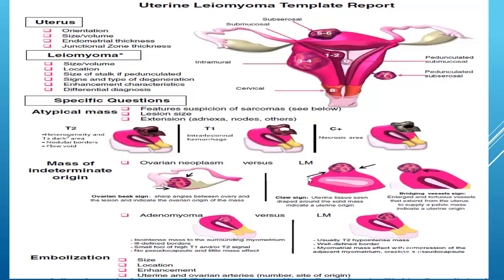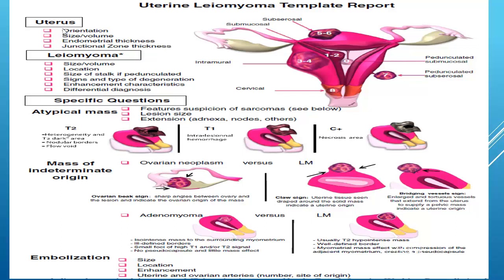And then came how to comment on the uterine leiomyoma template report. For the uterus, we have to say the orientation of the uterus and the size. When you find a large size, and usually myomas show a large uterus, you have to state first in your report that the uterus is enlarged. And then the endometrial thickness and the junctional zone thickness.